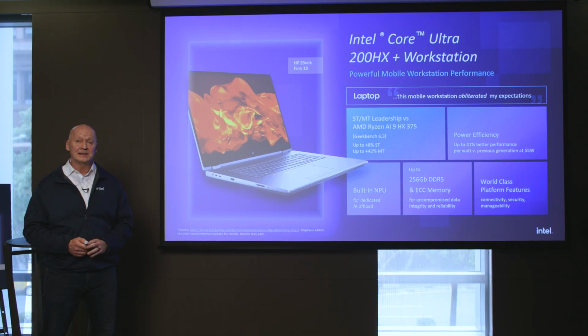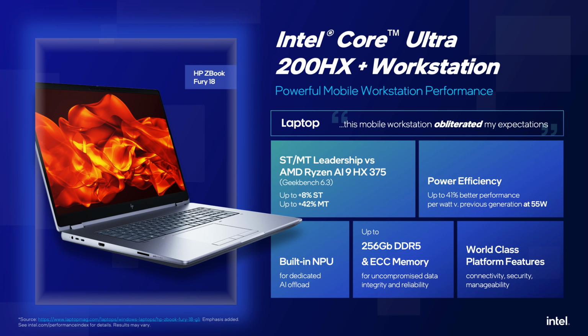So starting with our Intel Core Ultra 200HX platform, these are going to be powering some of the most powerful mobile workstations ever deployed. We deliver up to 8% better single thread leadership versus our competition and up to 42% better multi-threaded performance leadership versus the competition. As well, our power efficiency delivers up to 41% better performance per watt than our previous generation with these platforms. Each of these platforms has a built-in neural processing unit to accelerate AI workloads, and they support up to 256 gigs of DDR5 ECC memory. And as well, they all support the world-class connectivity, security, and manageability features I discussed earlier.